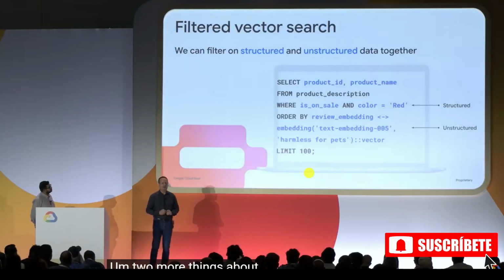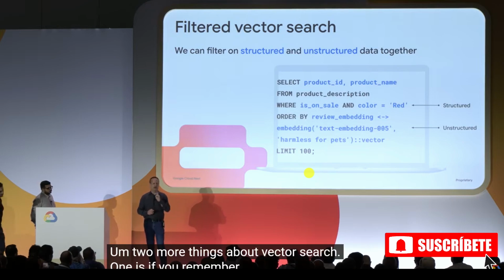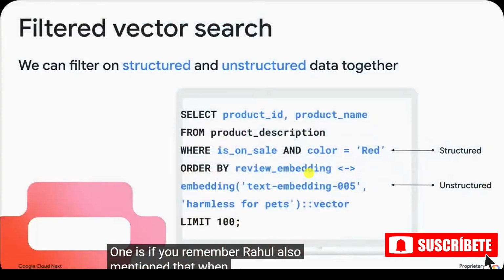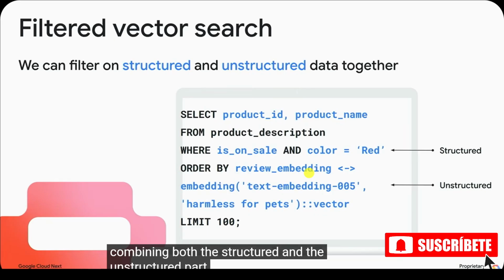Two more things about vector search. One is, if you remember, Rahul also mentioned that when we started the search and the first version of the application, it didn't know anything about Rahul. Like if there's any settings, like where he lives, age, whatever, any information about the person, it was not able to use that. And now it can, because we're combining both the structured and the unstructured part of the data.